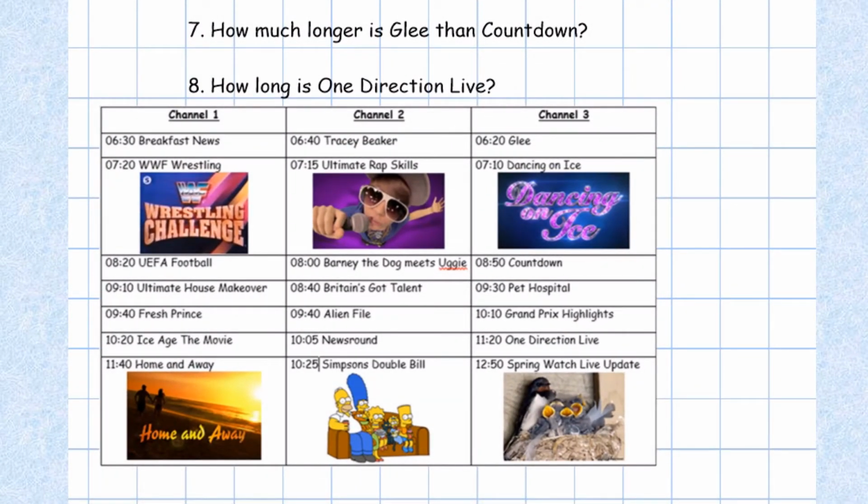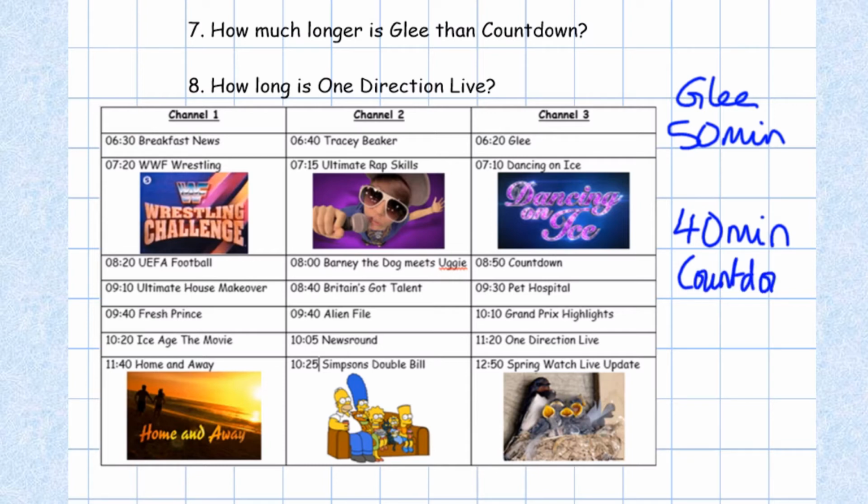So, how much longer is Glee than Countdown? Okay, we have got Glee, which is 6:20 till 7:10. So 6:20 till 7:20 would be an hour, but take off 10, that's 50 minutes. That's Glee. Okay, and then we have got Countdown, which we have just worked out, which is 40 minutes. So that's Countdown. So obviously the difference is going to be 10 minutes. Okay, so the difference is 10 minutes.